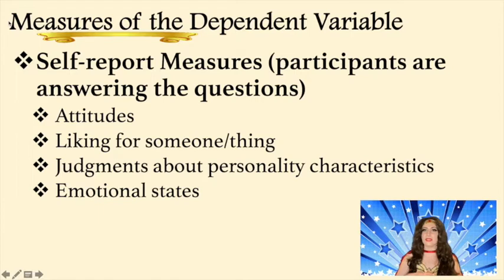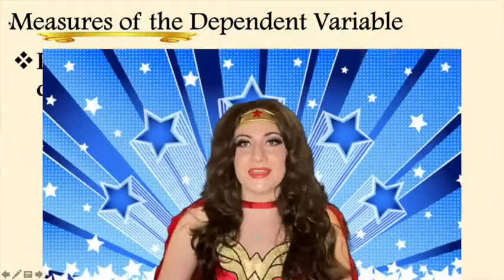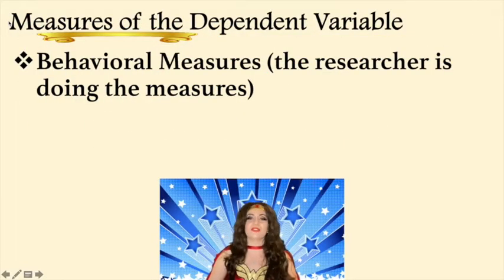So anytime you want to give a participant some type of a mood assessment or a satisfaction survey, that would definitely be a self-report measure, because you as a researcher don't know, you would need them to provide that information to you. The second type of dependent variable measure we have is a behavioral measure.